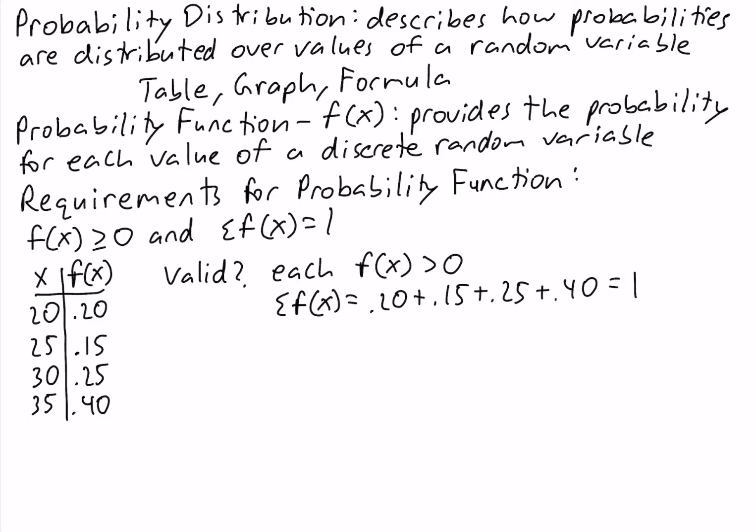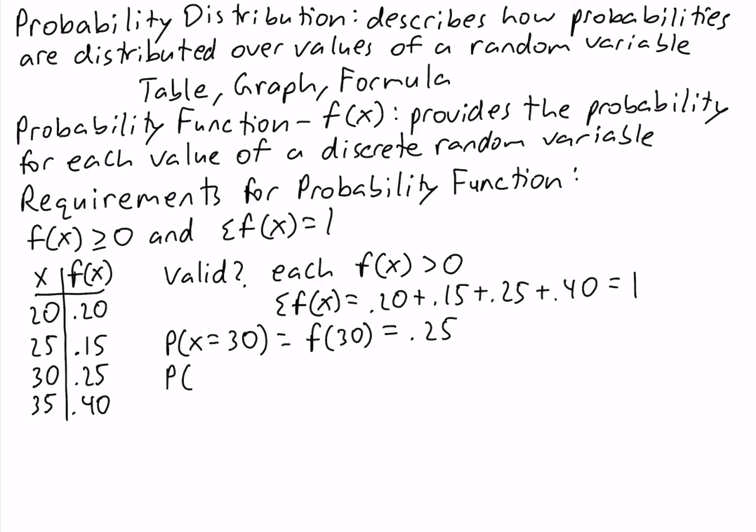Now let's calculate some probabilities using this table. First, let's calculate the probability that our random variable x will be equal to 30. Now this is just going to be given by the probability function when x is equal to 30, which is f of 30, which is equal to 0.25.